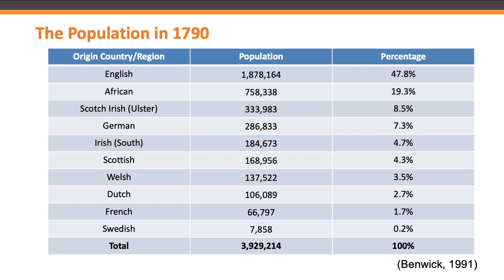And you can see the major groups here. So first the English, also those from Africa. Of course, this is coming from the slave trade. We have Scottish, German, Irish, Welsh, Dutch, French, Swedish were the main groups at that time.